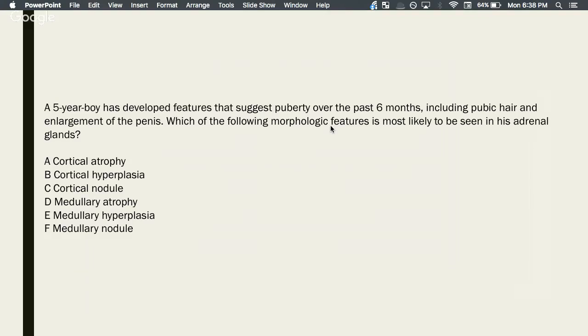Now, this question. Can anyone hazard a guess or tell me the answer?